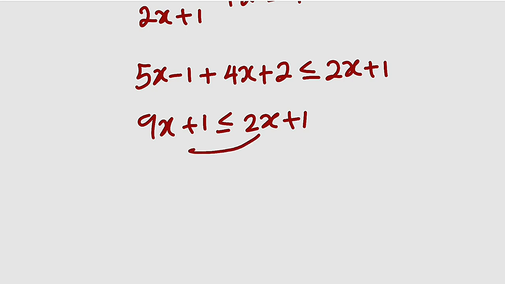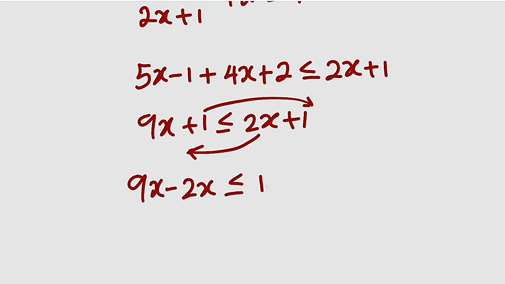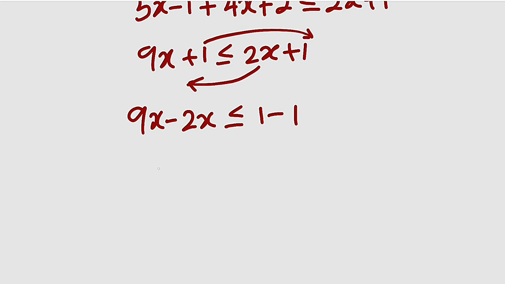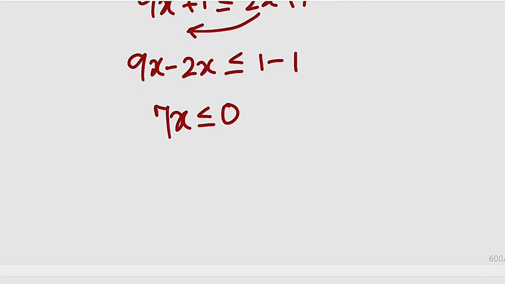If you bring 2x to the left, you take 1 to the other side. You have 9x minus 2x less than or equal to 1 minus 1, and 7x less than or equal to 0, which implies that x is less than or equal to 0.